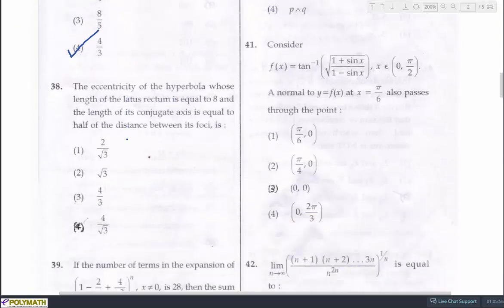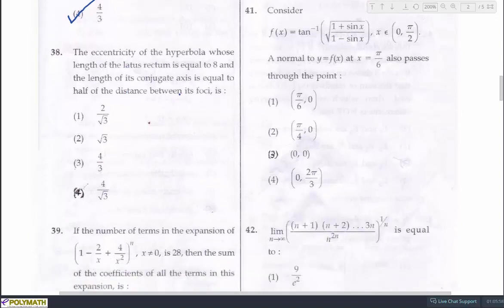The eccentricity of a hyperbola whose length of the latus rectum is equal to 8. The eccentricity of the hyperbola is to be found out, and the length of the latus rectum is equal to 8, and the length of its conjugate axis is equal to half of the distance between its foci. Let us see.